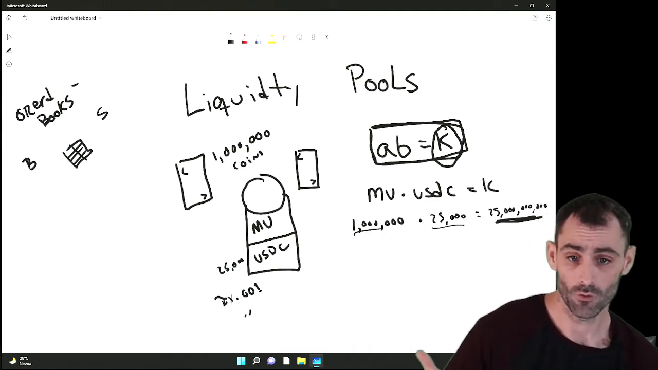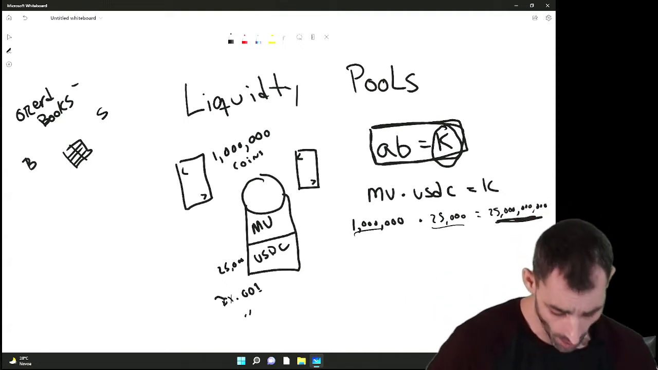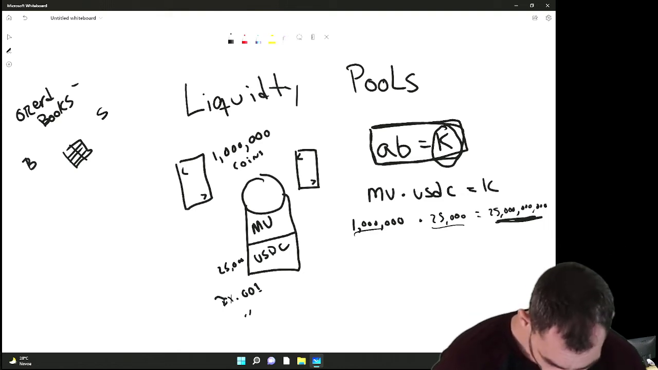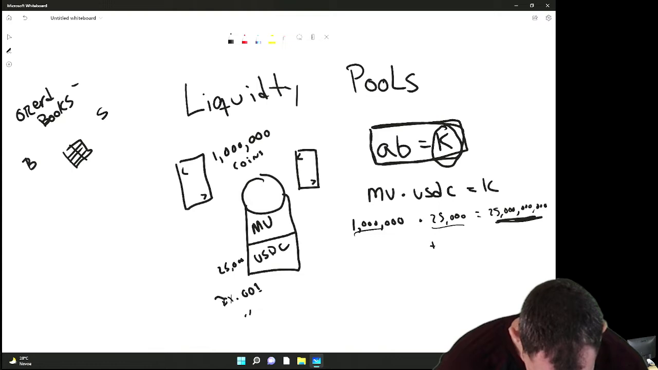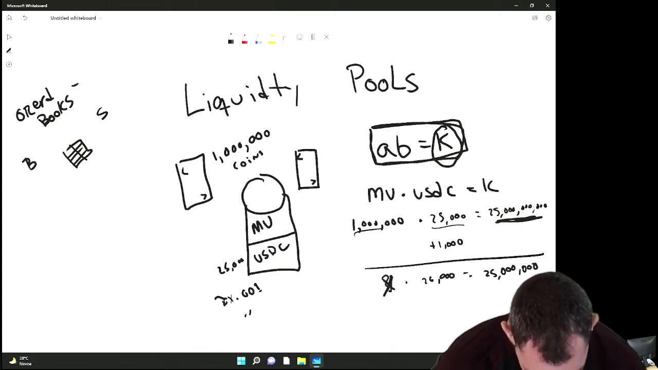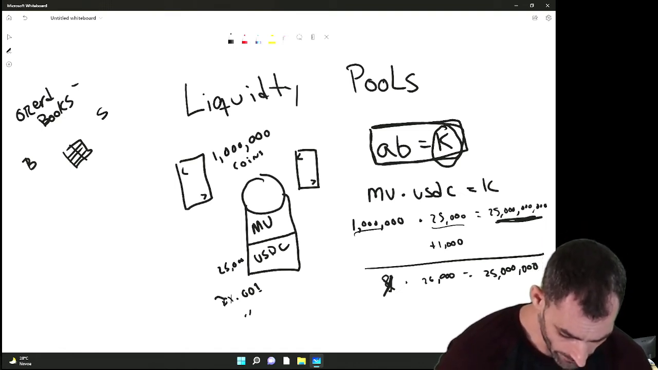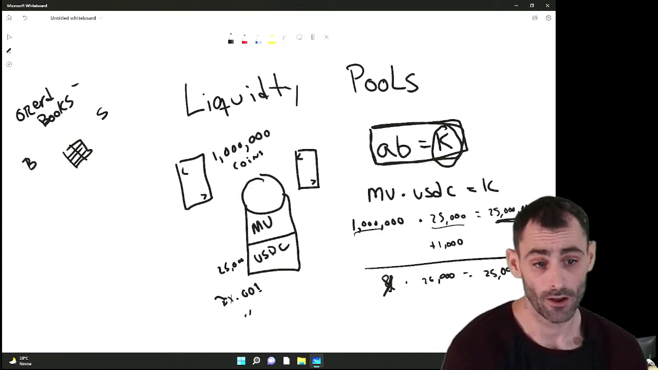All right, so if you want to buy some MuCoin, for example, and you want to buy $1,000 worth of MuCoin, then essentially you're going to be adding $1,000 here. So you're basically going to be solving for a function where you say what times $26,000 is equal to my 25 billion, and then this is x, okay? So now after you get this x, you'll be able to calculate two different values.